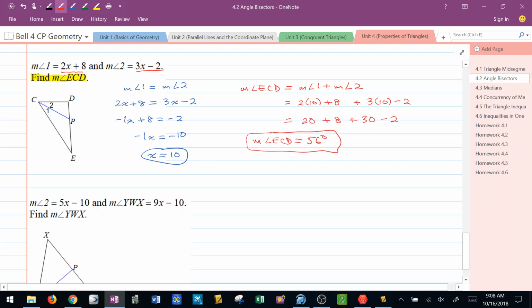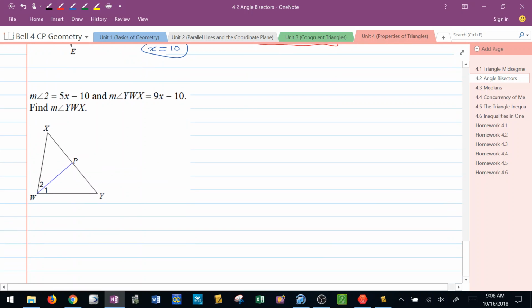All right, scenario number 3. They want me to find the measure of angle YWX. That's my big angle. I know, because WP is an angle bisector, that the measure of angle YWX is equal to 2 times the measure of angle 2. Angle YWX is 9x minus 10, and angle 2 is 5x minus 10.